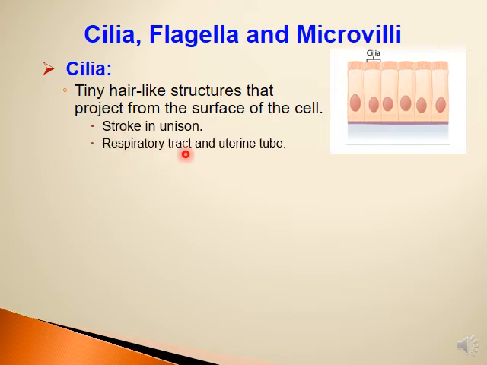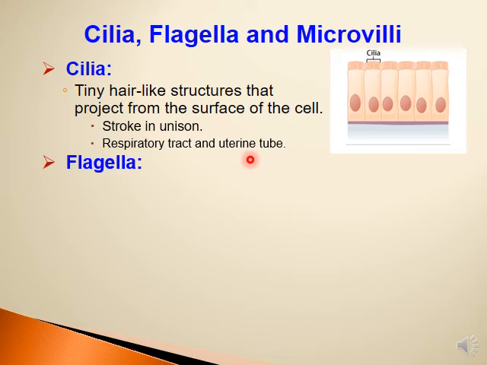Examples are the respiratory tract and the uterine tube. In the respiratory tract, they propel mucus and trapped pathogens and dust away from the alveoli towards the pharynx, so we can remove that mucus in the sputum or swallow it. In the uterine tube, the cilia will help in the propulsion of the ovum or the zygote, and we will study that in the female reproductive system.